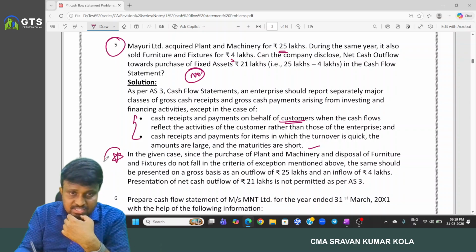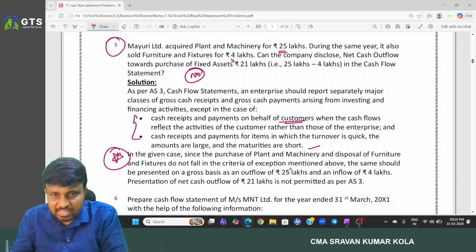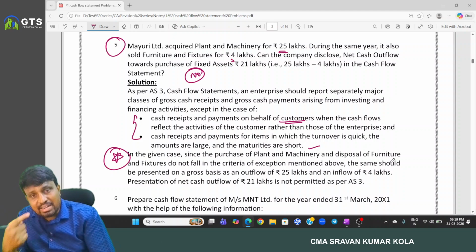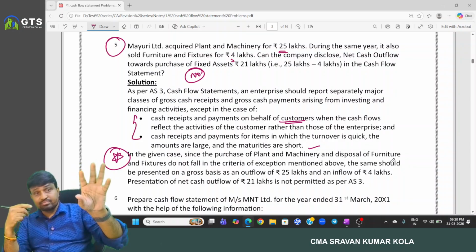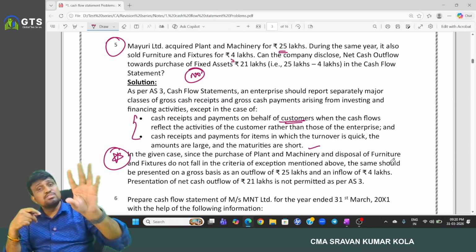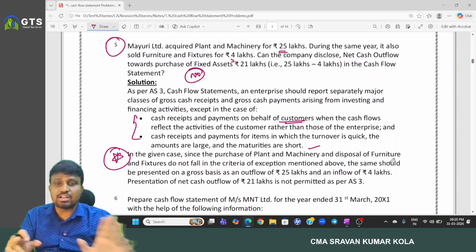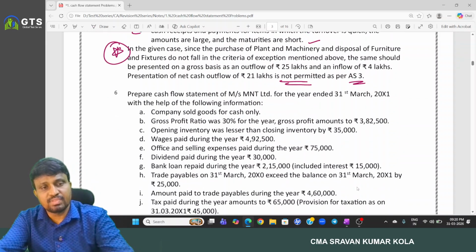And in the given case, since the purchase of plant and machinery and disposal of furniture and fixtures do not fall in the criteria of exception, those are required to be shown separately and not netted off. So sale of PPE is shown as a cash inflow and purchase of plant and machinery is shown as a cash outflow separately, and not required to be adjusted. So netting off is not permitted as per AS 3. Okay, next.